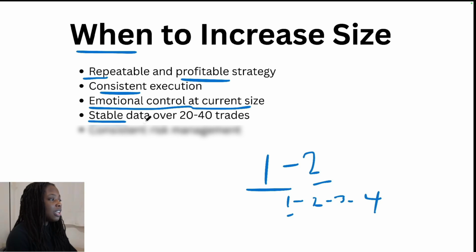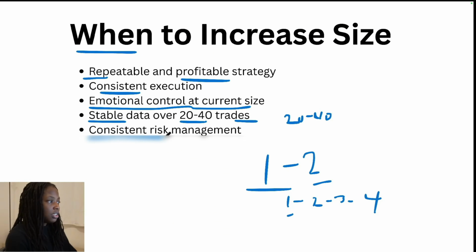Number 4, you must have data. You must have stable data. You must journal your trades and be able to see that over the last 20 to 40 trades, which should take you a month or 2 months, to be able to make that decision that yes, I am consistent in my execution, the strategy is profitable, and you can then manage your emotions.